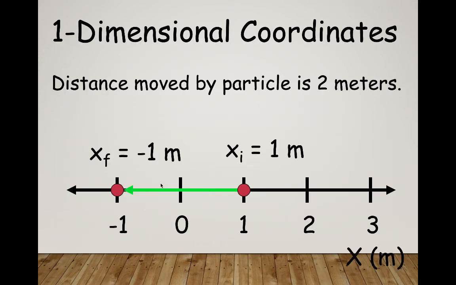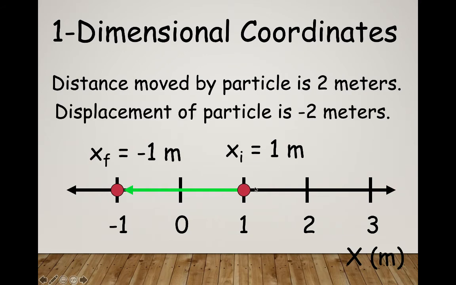Okay, so if I go back to that example we saw here, if I start at x equals 1 here, and I want to find my displacement. Now, we already said my distance is just 2 meters. My displacement, though, I take my final position, -1, and I subtract my initial. So -1 minus 1, that's going to give me a displacement of -2 meters.